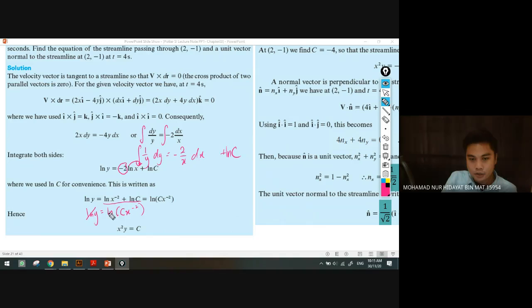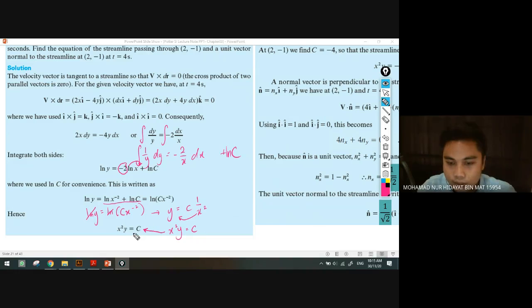So ln with ln, why do you try to simplify? Because you want to cancel ln on both sides. Finally, you will get y equal to c times x to the power of 2. You can say 1 over x to the power of 2. So you transfer it here, and you will get x squared y equal to c. So it is the same as in this equation.